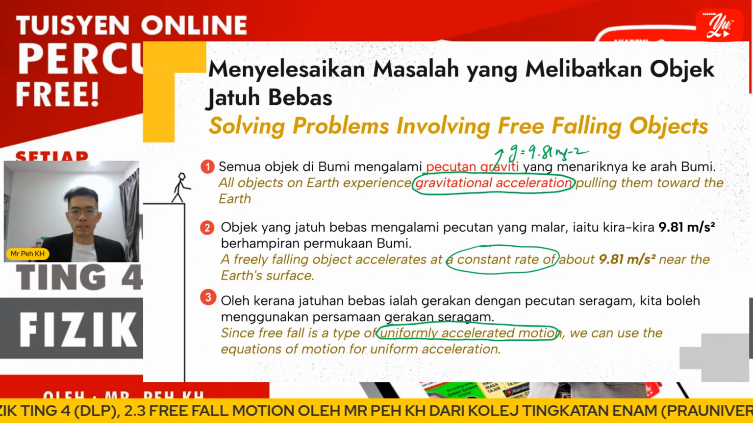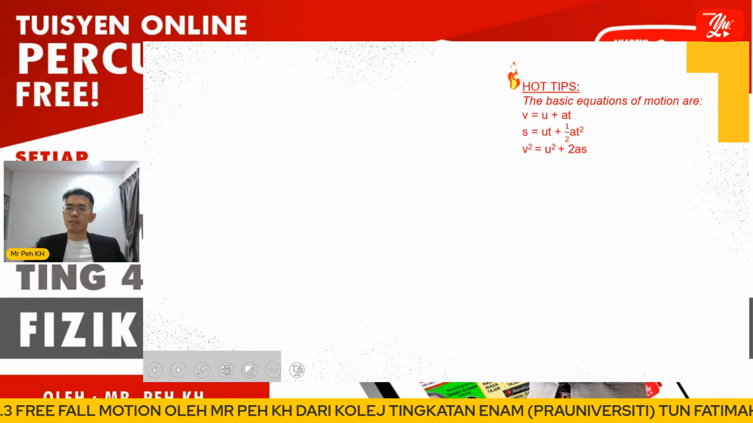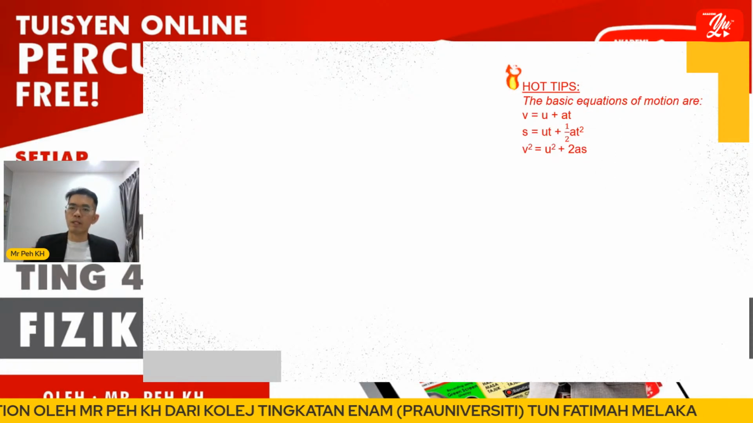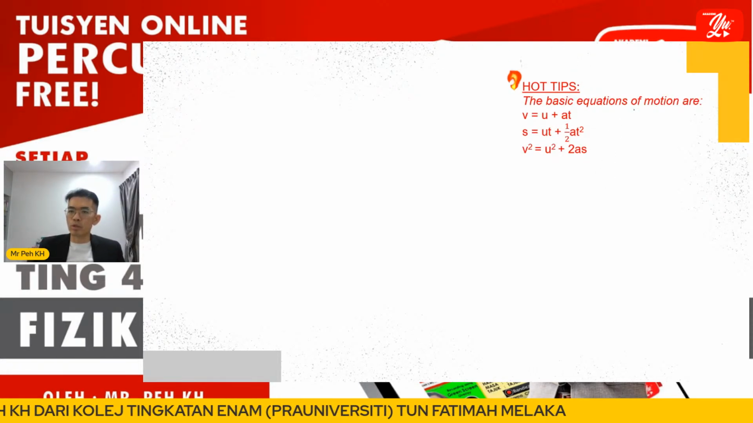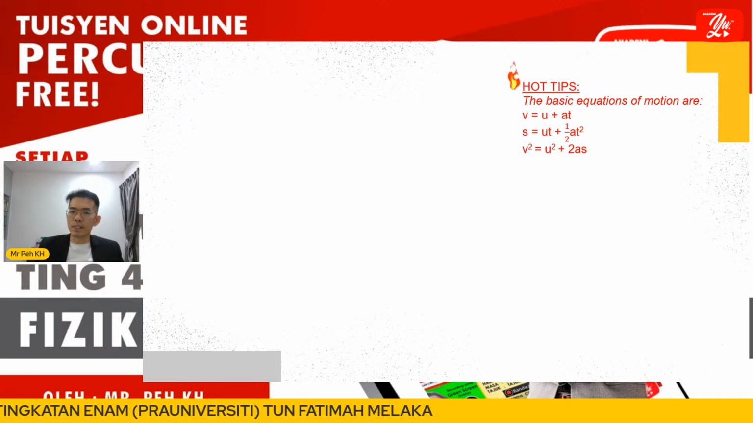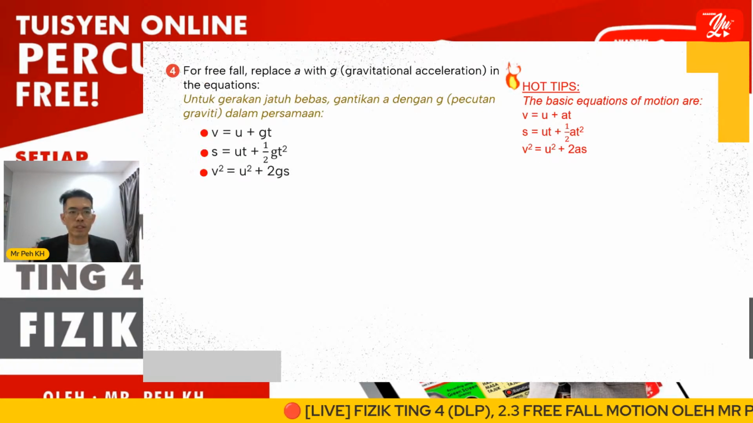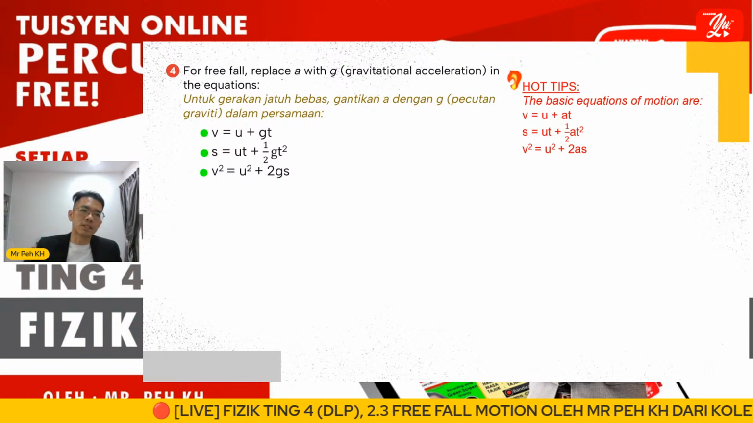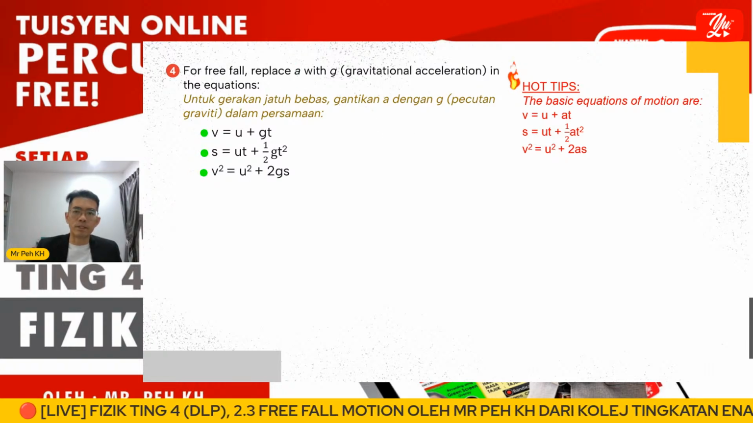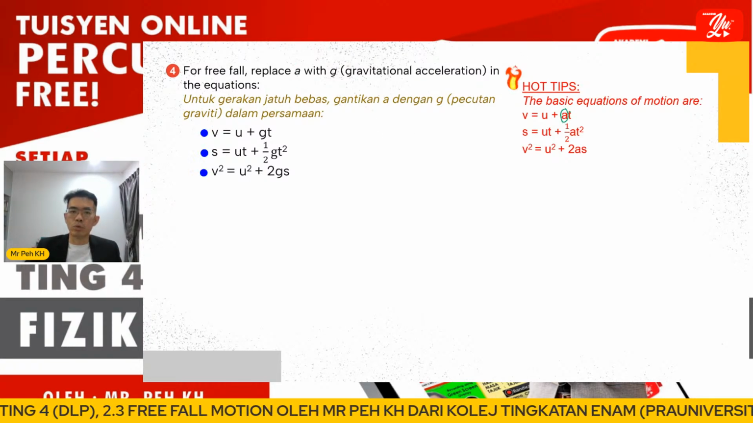Okay, what is meant by this statement? At 2.1, you actually learned already the equations of motion: v equals u plus at, s equals ut plus 1 over 2 at squared, and v squared equals u squared plus 2as, right? Okay, so for this subtopic, we just substitute or replace the a with g.